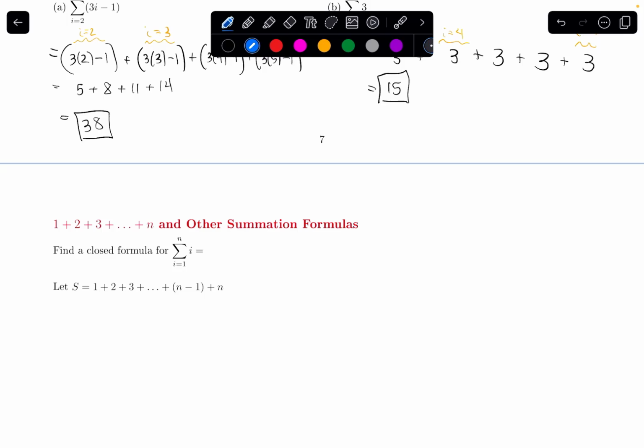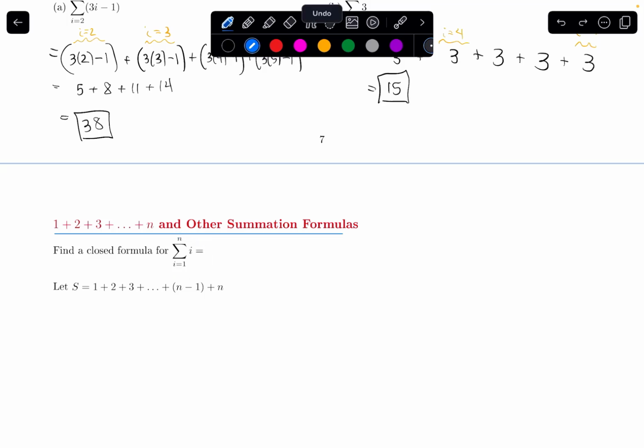In this video, we will talk about what 1 plus 2 plus 3 plus dot dot dot up until n is, and some other summations like this and what their formulas are. So my goal is to find a closed formula for this sum.